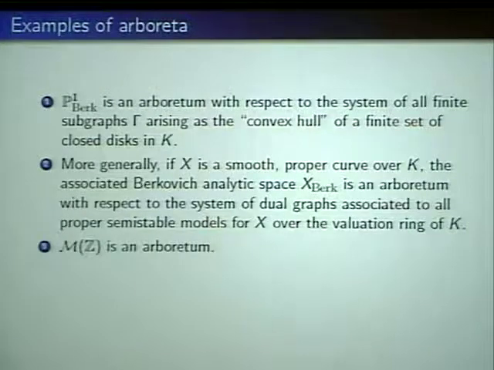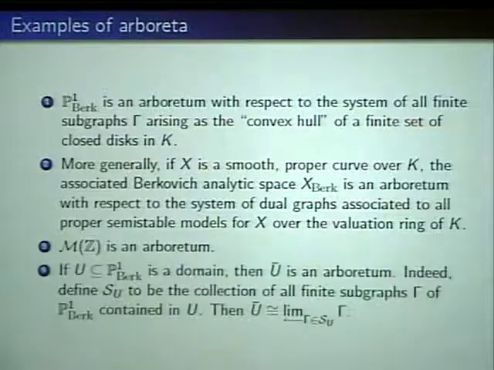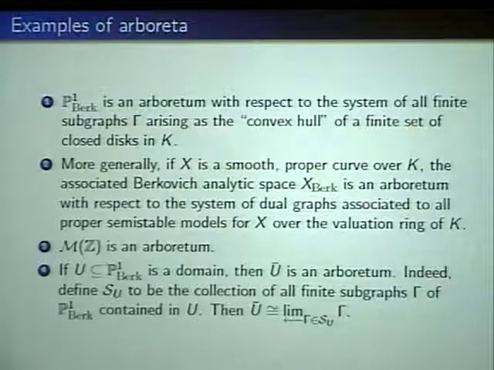M of Z is an arboretum, the Berkovich space associated to Z, as I explained. And if you have any domain U, its closure is an arboretum. So what is the inverse system? Just take all finite subgraphs which are contained in U, and it's an exercise to show that U bar is just this inverse limit. So we can apply this not just to the whole space itself, but to the closure of any domain. And this will allow us to define the Laplacian not just on a whole space, but locally on any domain as a measure supported on the closure of U.